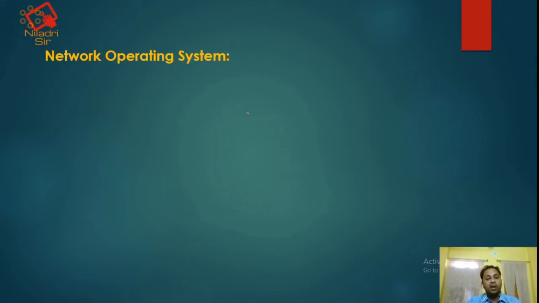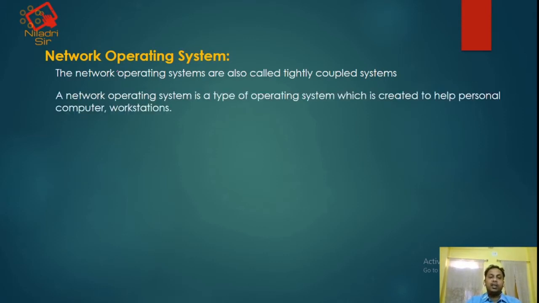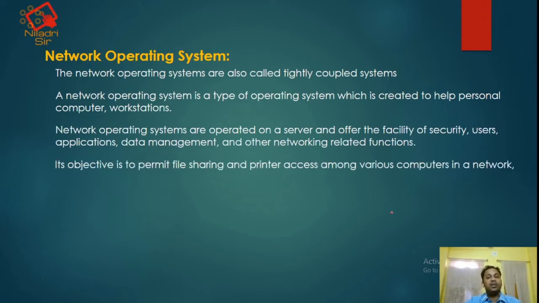Next comes, what is a network operating system? Network operating systems are also called tightly coupled systems. A network operating system is a type of operating system created to help personal computers, workstations, etc. Network operating systems operate on a server and offer the facility of security, user applications, data management, and other networking-related functions. Its objective is to permit file sharing and printer access among various computers in a network.